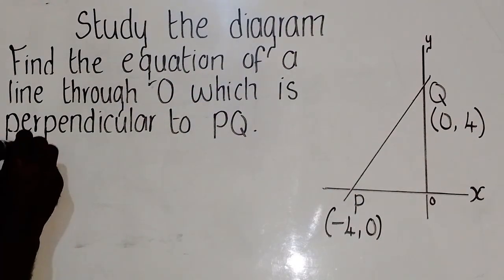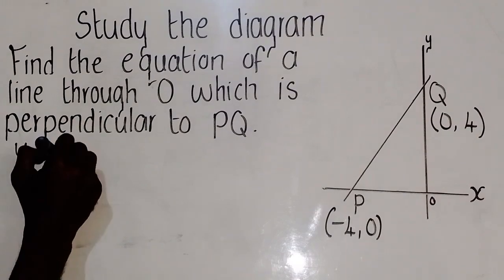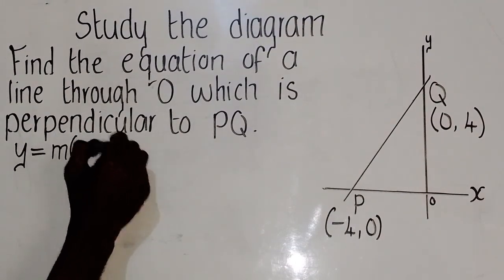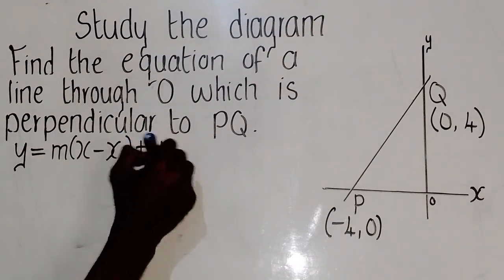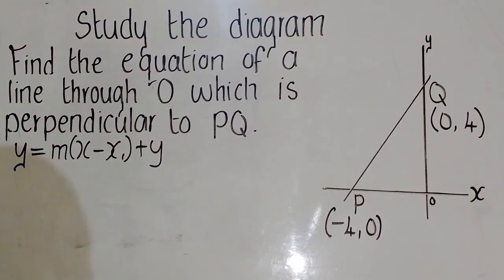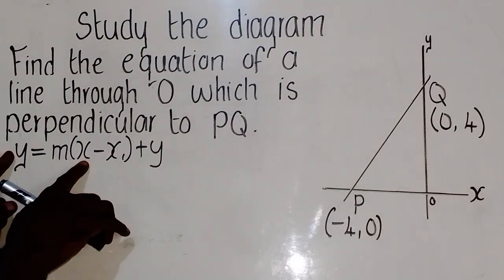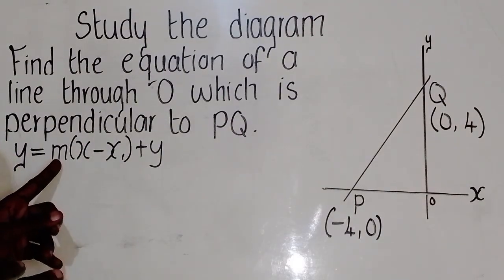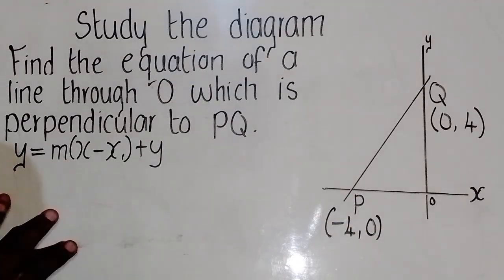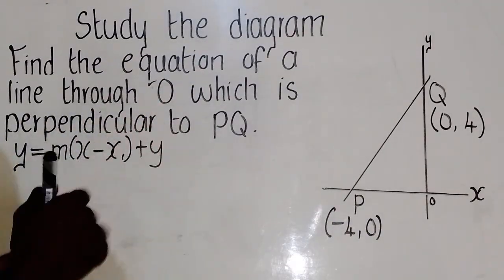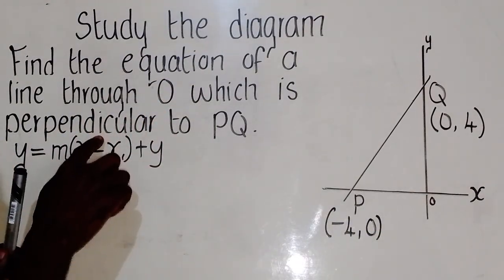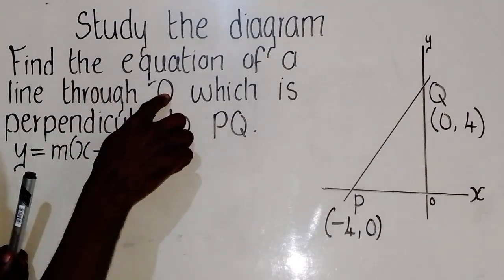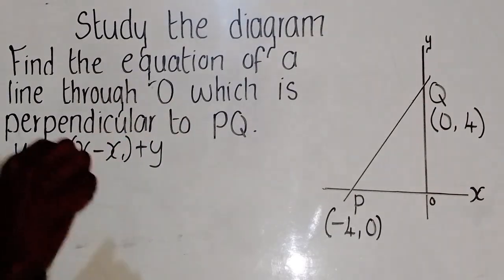You say y is equal to m(x minus x1) plus y1. You have seen? So this is the equation which they want us to find here. So what we need to find here is the gradient, since they have said through O. Again, they said perpendicular. So there are two things here, through origin and perpendicular.